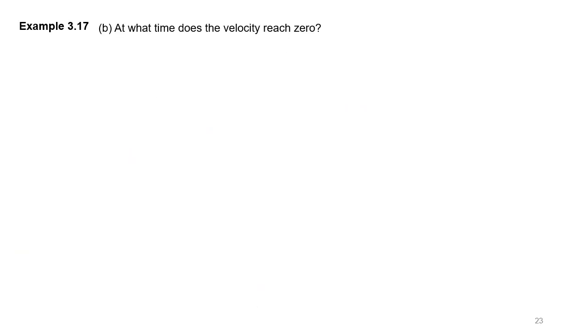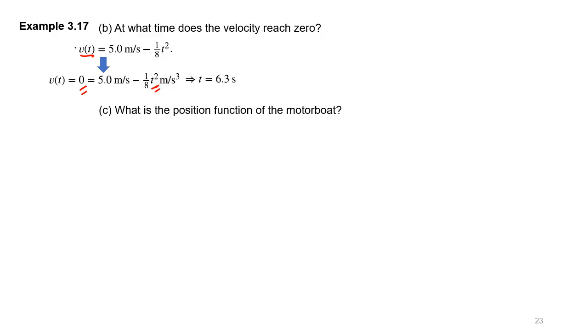At what time does the velocity reach zero? So let's take the velocity function. We need to find out at what time v(t) becomes 0. Substitute v(t) equal to 0 and find this time. It turns out to be 6.3 seconds.